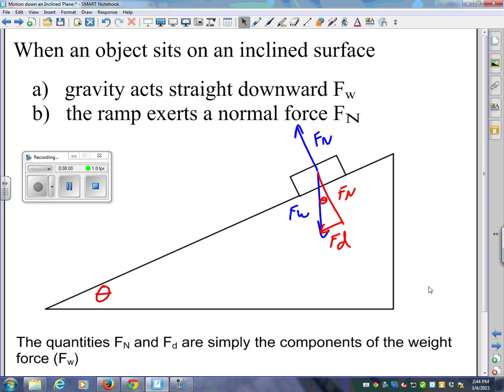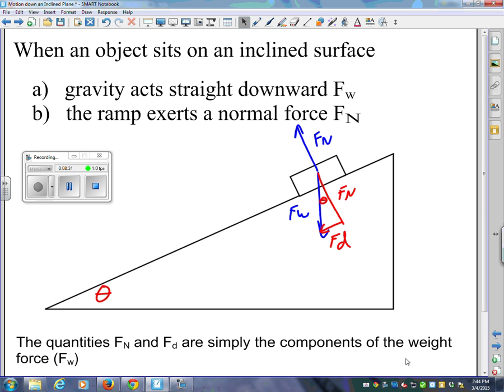So this Fn is actually the component of gravity that is perpendicular to the plane. Shorthand for that, abbreviation for that, normal force. These two are numerically equal, just opposite directions. In other words, if Fn is 10, then this Fn down here is also 10. Now, how do we find those two? The quantities Fn and Fd are simply the components of the weight force.